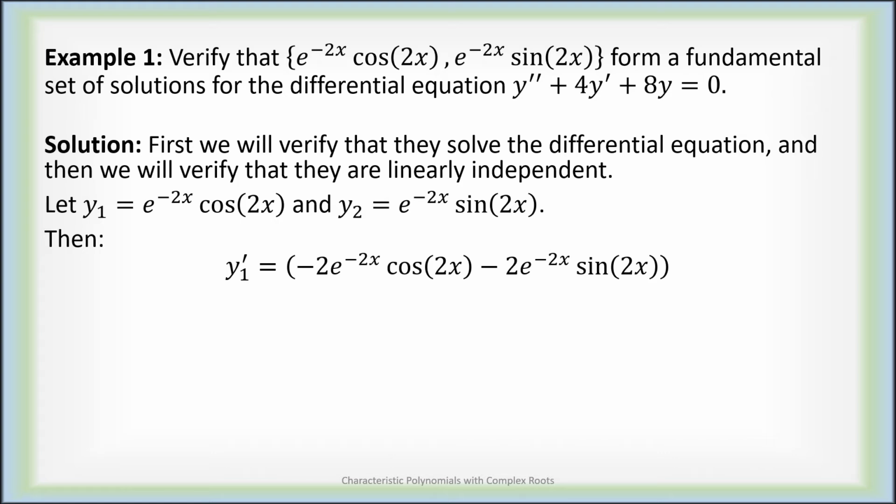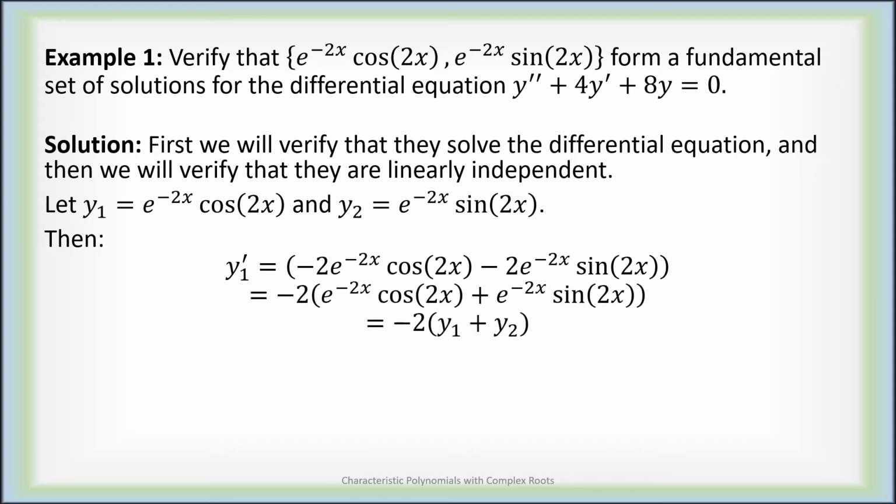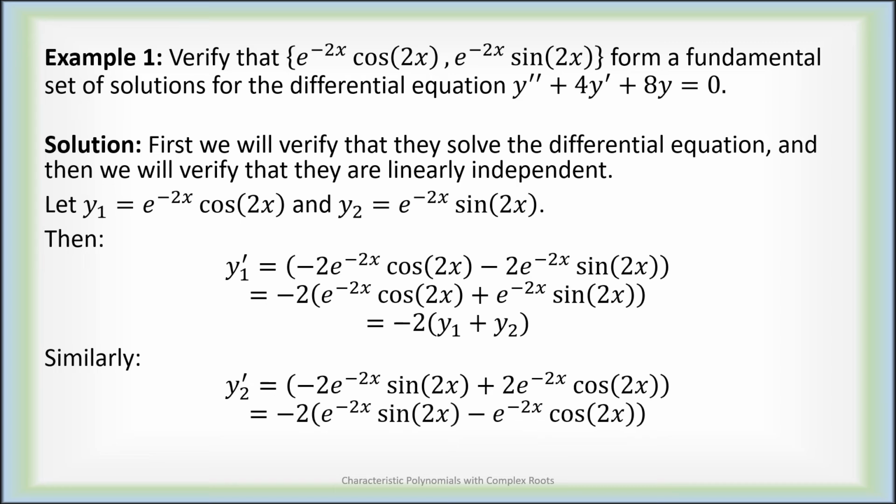Then I can compute derivatives. y1 prime is given as follows. This comes from the product and chain rule. I can factor out a negative 2. And notice that this is actually negative 2 times y1 plus y2. Here I have y1, and here I have y2. So y1 prime is negative 2 y1 plus y2. Similarly, if I compute y2 prime and factor out the common factor of negative 2, I end up with negative 2 times y2 minus y1.